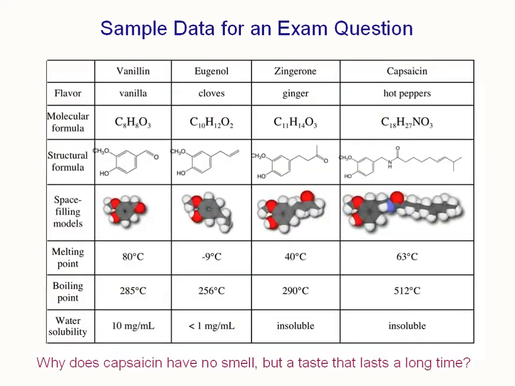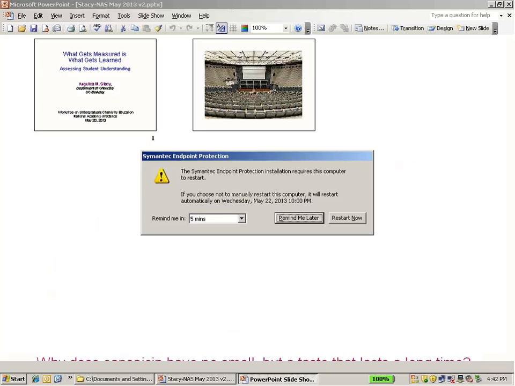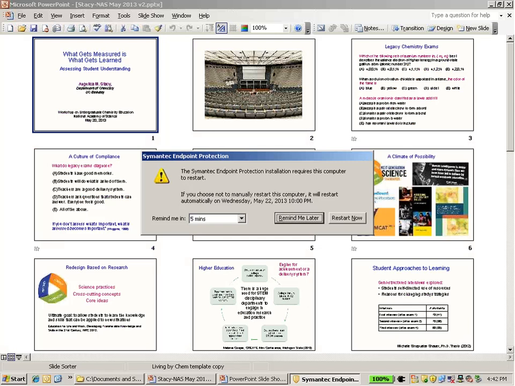Here's a fun one. This is vanillin, eugenol, zingerone, capsaicin. I actually gave this one just before the pepper spray incident at UC San Diego, if any of you remember that. But again, look at the data. Look at how interesting it is. There are rings in each of these. They have the same substituents. They have long chains hanging off of them that are different lengths.